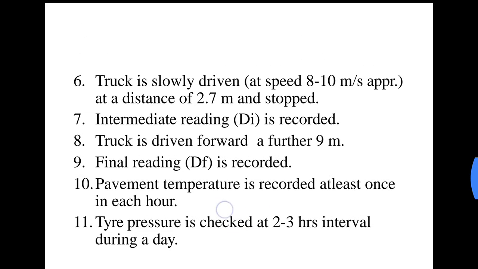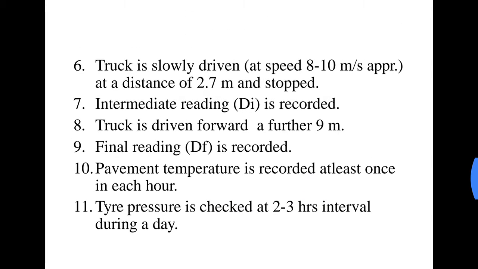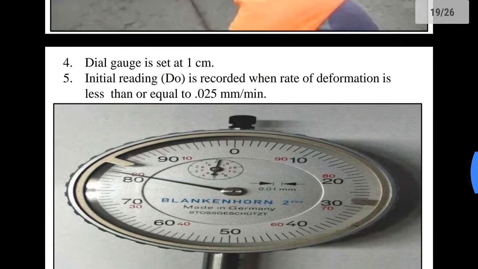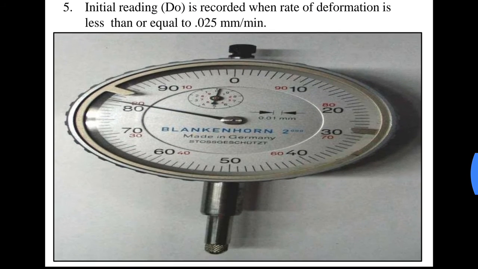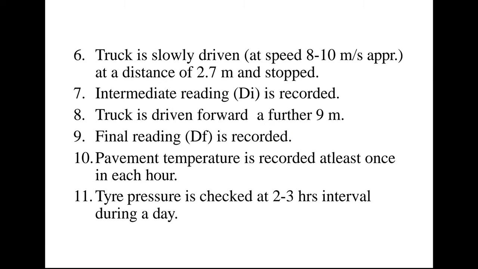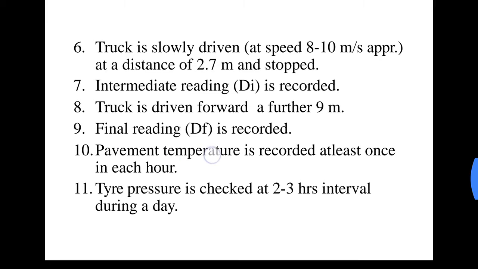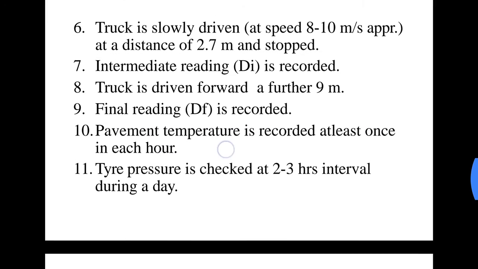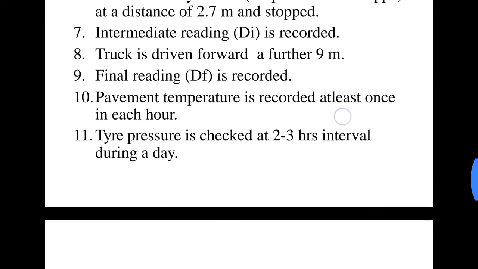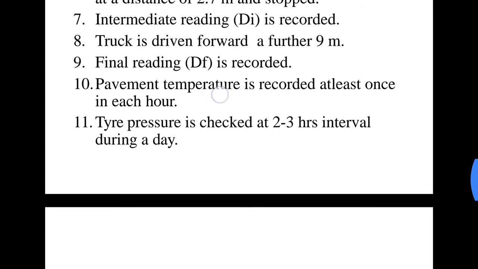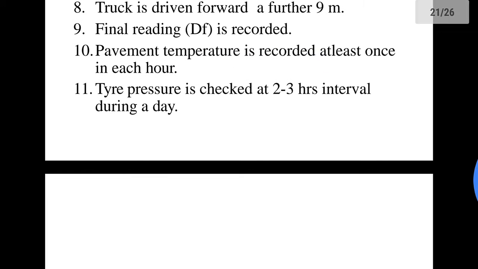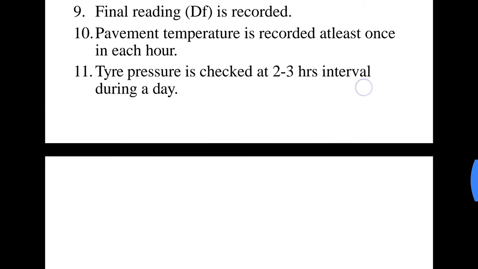So you need to consider the 3 readings, D naught, Di and Df, to find the deflection at a single point. There are some formulas that we'll use, I'll tell you about those. Then pavement temperature is recorded at least once in each hour. We need to keep a record of the pavement temperature. Tire pressure is checked at 2 to 3 hour intervals during the day.